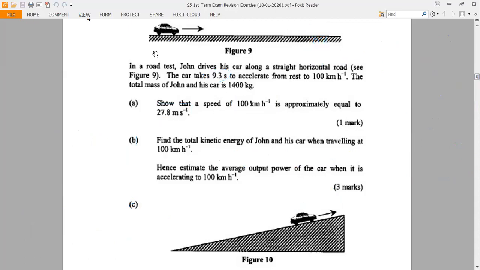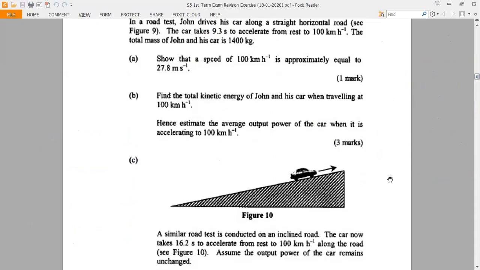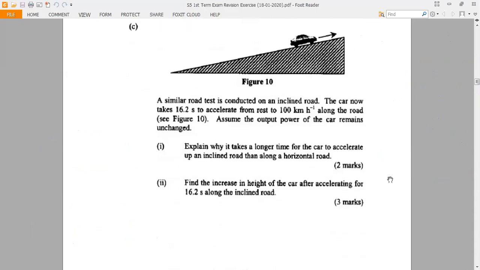Okay. Now we got part A, part B, and now the part C is asking. There is a similar road test, but we conduct this on an inclined road, and now the car takes more time to accelerate from the rest to the same speed. So assume the output power remain unchanged. That means the amount of energy in each second from the car is the same. So why is it taking more time for accelerating up to this level?